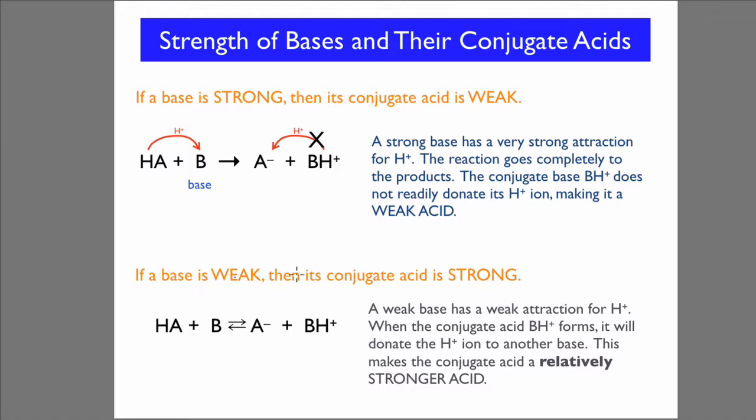If a base is weak, then its conjugate acid is strong. A weak base has a weak attraction for H plus, and so this is not strongly attracting this. When the conjugate acid BH plus forms, it will readily donate the H plus ion to the base. This makes the conjugate acid a relatively stronger acid. It will happily give up that H plus.